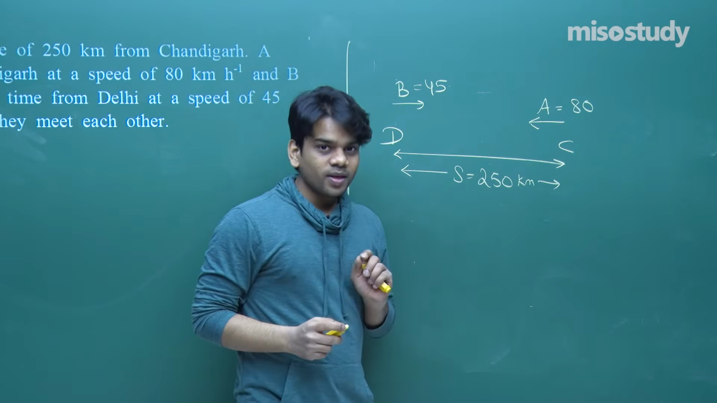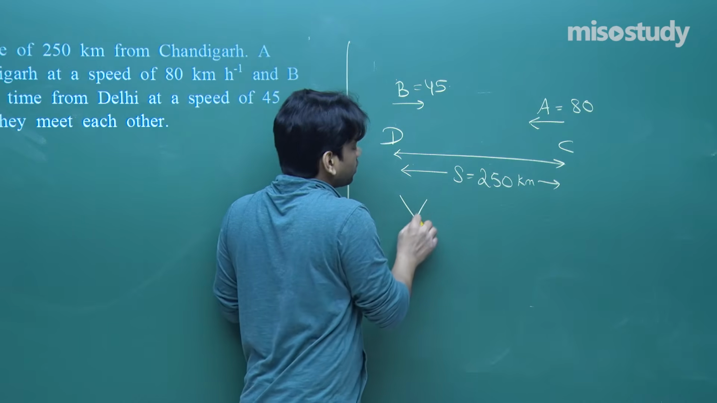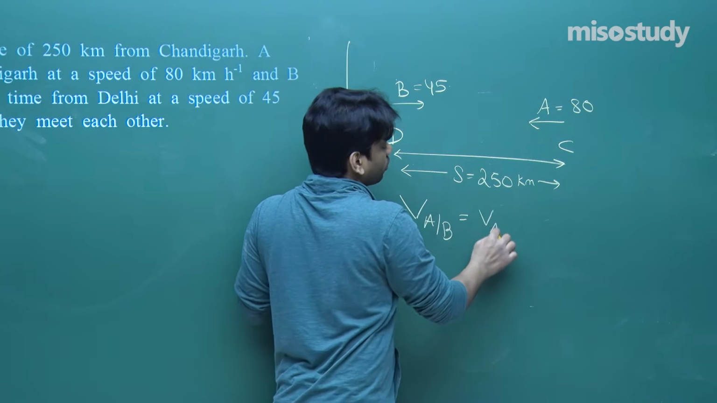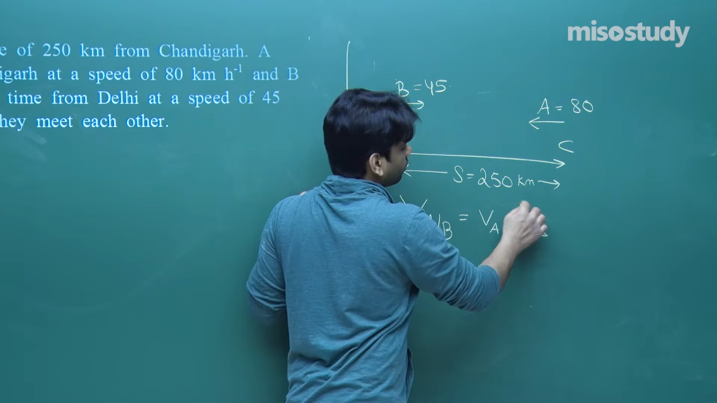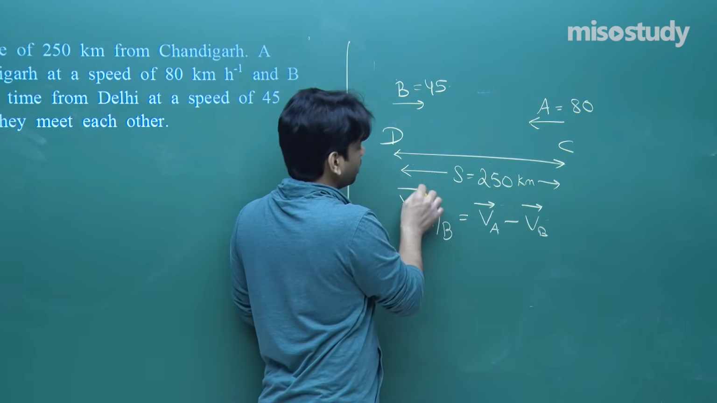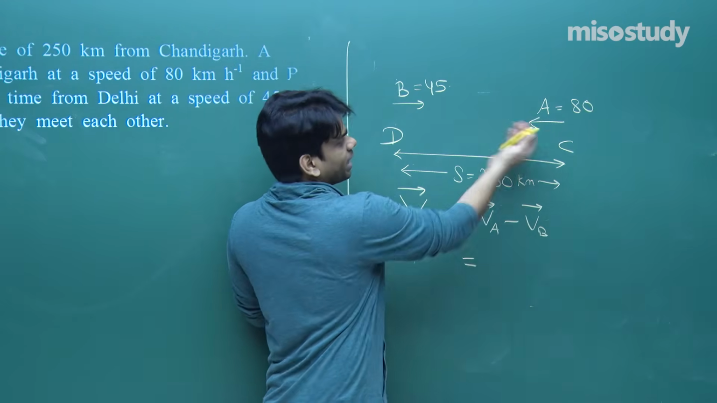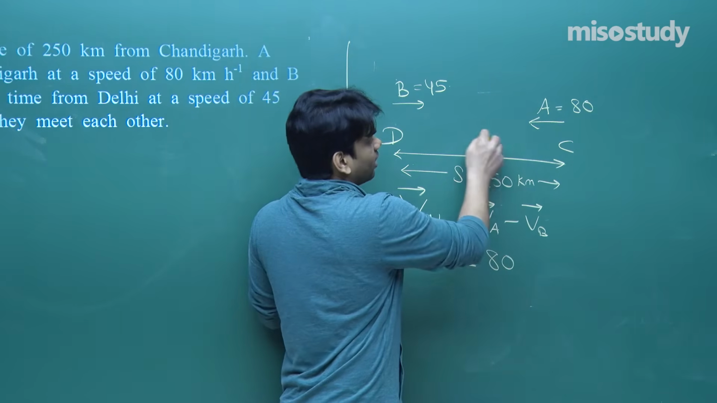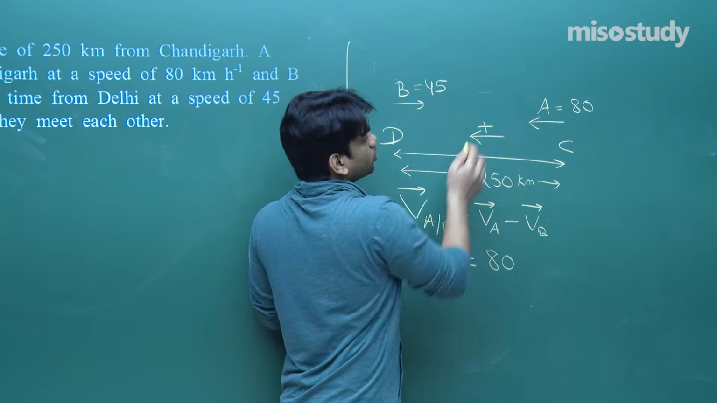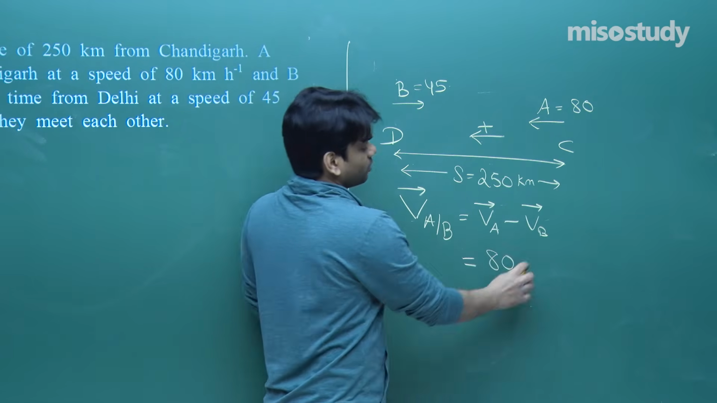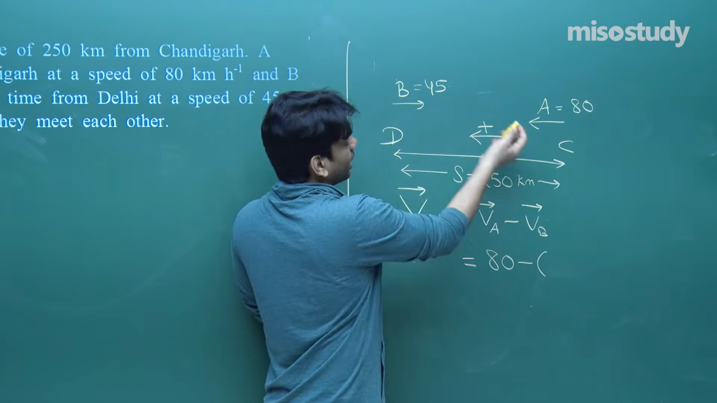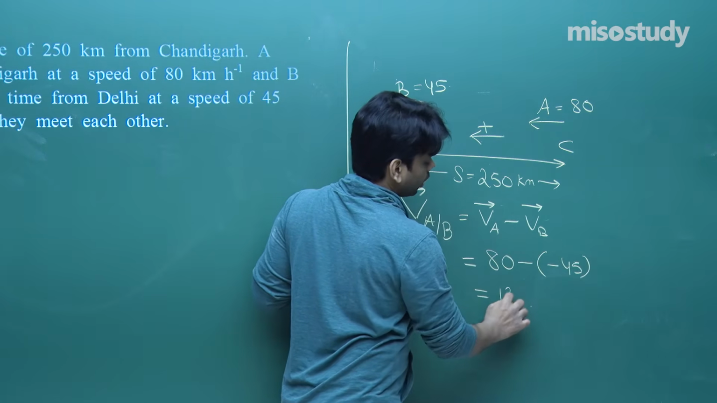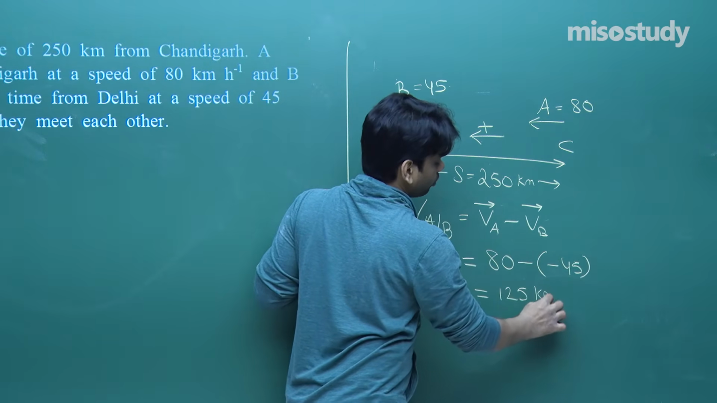Separation we know. If we evaluate velocity of A with respect to B, this will be velocity of A minus velocity of B vectorially. Velocity of A, we can take this direction as positive. So let me take left hand side as positive. So automatically right hand side will be negative. So minus VB will be actually minus of minus 45. So this will come out to be 125 km per hour.